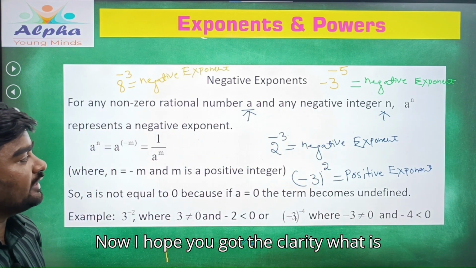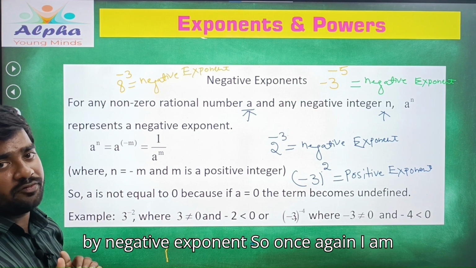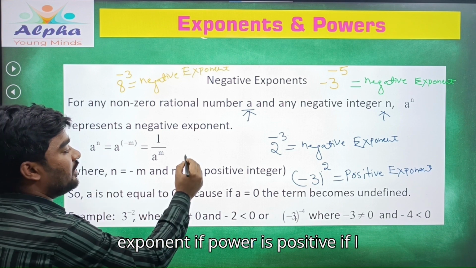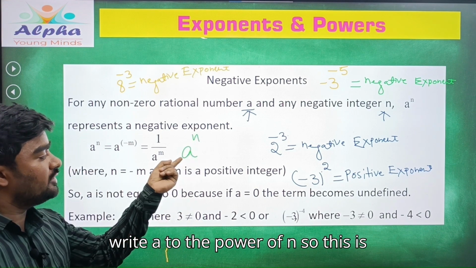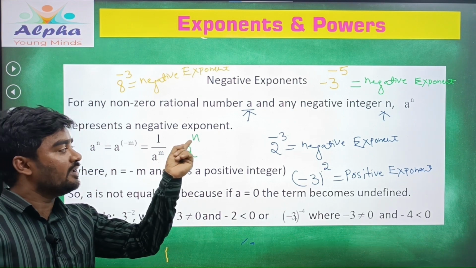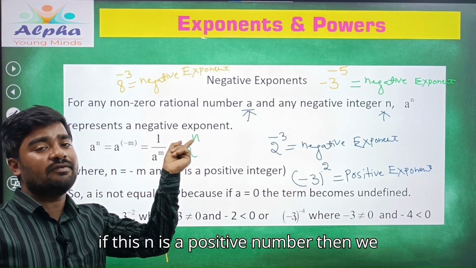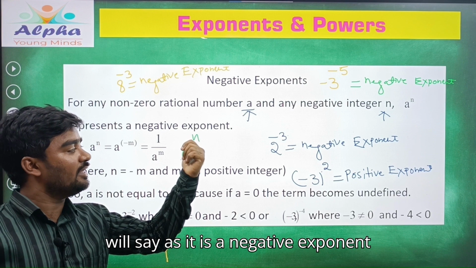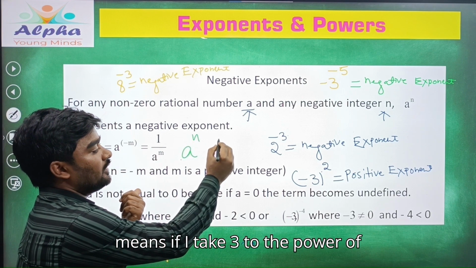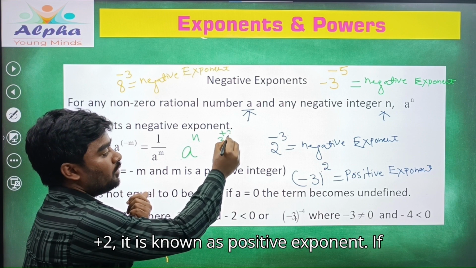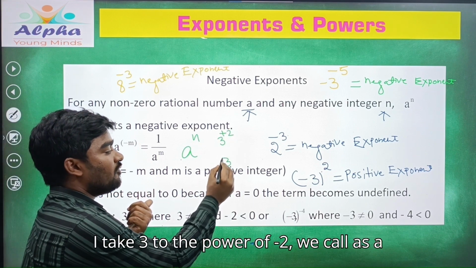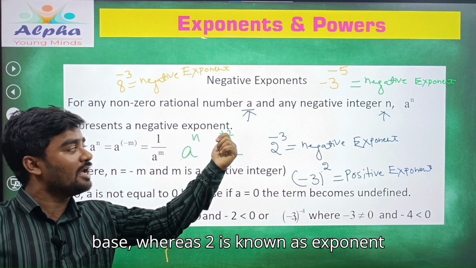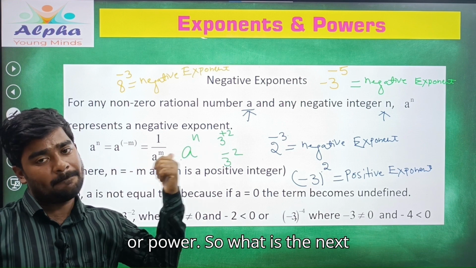Now I hope you got clarity on what is meant by positive exponent and negative exponent. Once again I am repeating: if I write a to the power of n, this is known as the base and this is known as the power. If n is a positive number, we call it a positive exponent. If n is a negative quantity, it is a negative exponent. 3 to the power of plus 2 is a positive exponent. 3 to the power of minus 2 is a negative exponent, where 3 is the base and 2 is the exponent or power.